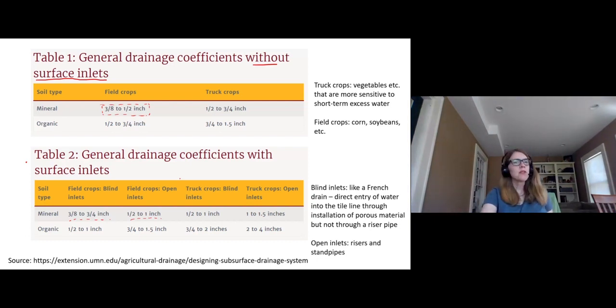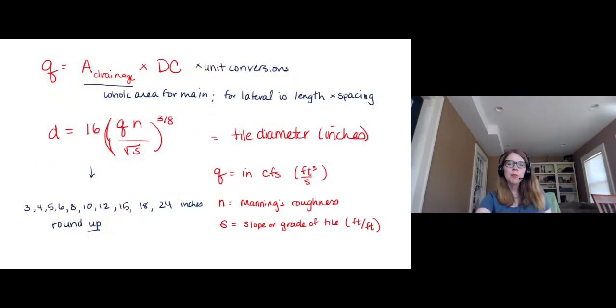The other thing that happens is that over time there might be some degradation of the capacity if you've got settlement of fine particles in the tile line. If you haven't designed the system for surface inlets and you are already on the small side of the capacity, your ability to add surface inlets and get any effect from those surface inlets is very small if you're already maxed out on capacity.